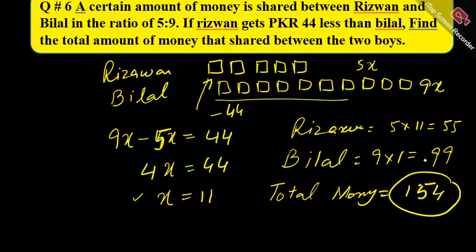And look at the statement, Rizwan gets 44 less than Bilal. The same is reflected here, that Rizwan gets 44 less than Bilal. But we have to find what money they shared between the boys. So they shared 154 in the ratio of 55 and 99. Clear? So now the last question of the exercise, question number 7.